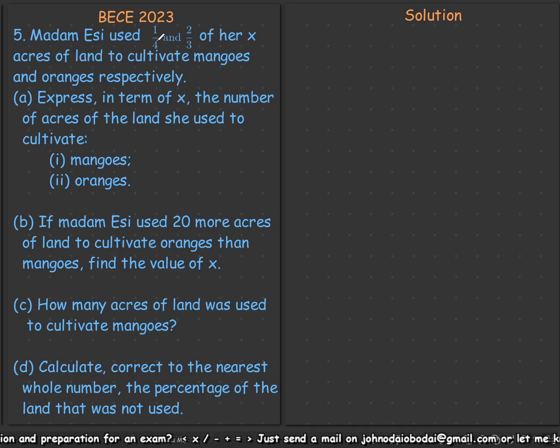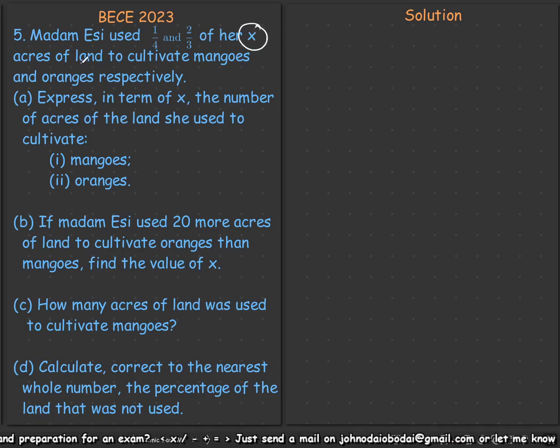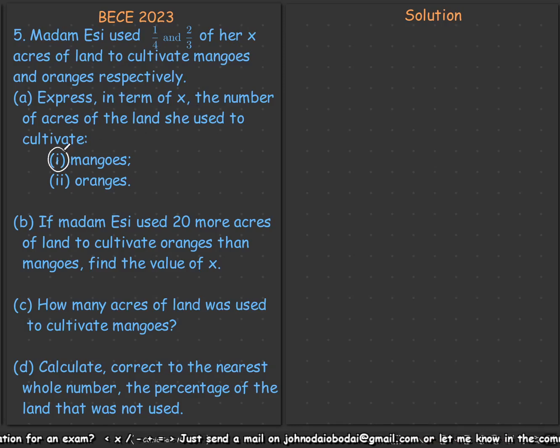Madam AC used 1/4 and 2/3 of her X acres of land to cultivate mangoes and oranges, respectively. Expressed in terms of X, find the number of acres of the land she used to cultivate mangoes and then oranges. This is a very simple question, after which we look at the preceding ones.